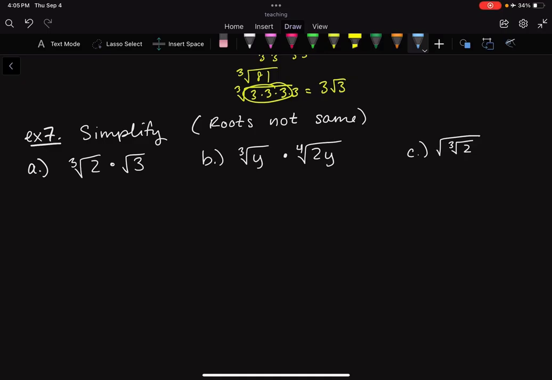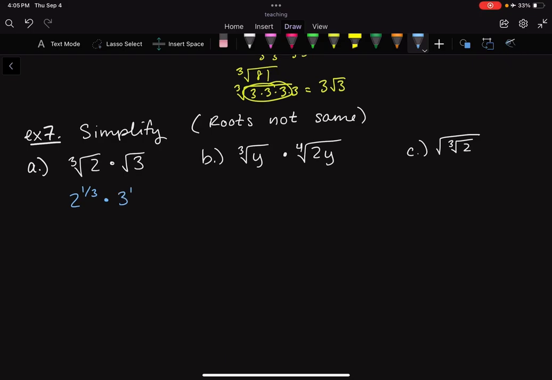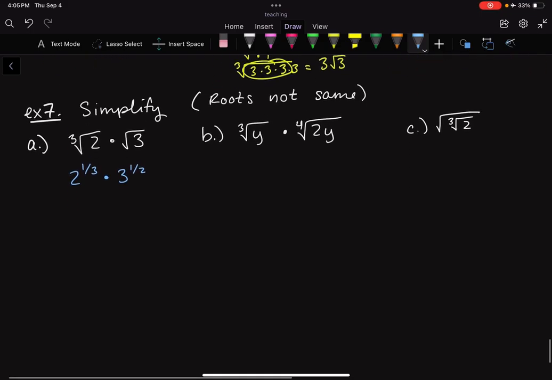So for this, we're actually going to write it as the fraction exponent first. So cubed root of 2 is 2 to the 1/3. And then square root of 3 is 3 to the 1/2. And so we really need these to be the same. Well, we can always get denominators to be the same. You could just multiply them by stuff.